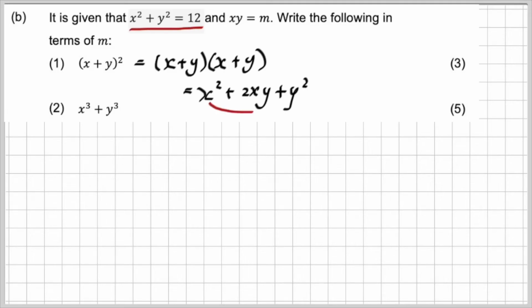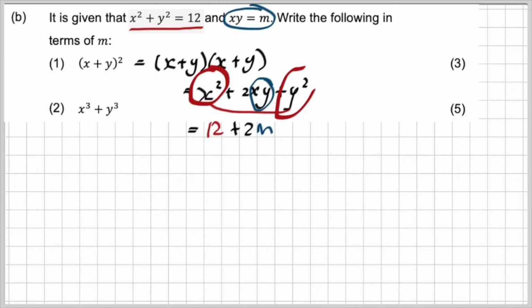Now, this is beautiful because I already have the value of X squared plus Y squared, and I also have a value for XY in terms of M. So in other words, I'm sitting with 12 plus 2M. Why again? Because X squared plus Y squared is 12, and XY is M. So my answer in terms of M is 12 plus 2M. As simple and as easy as that.